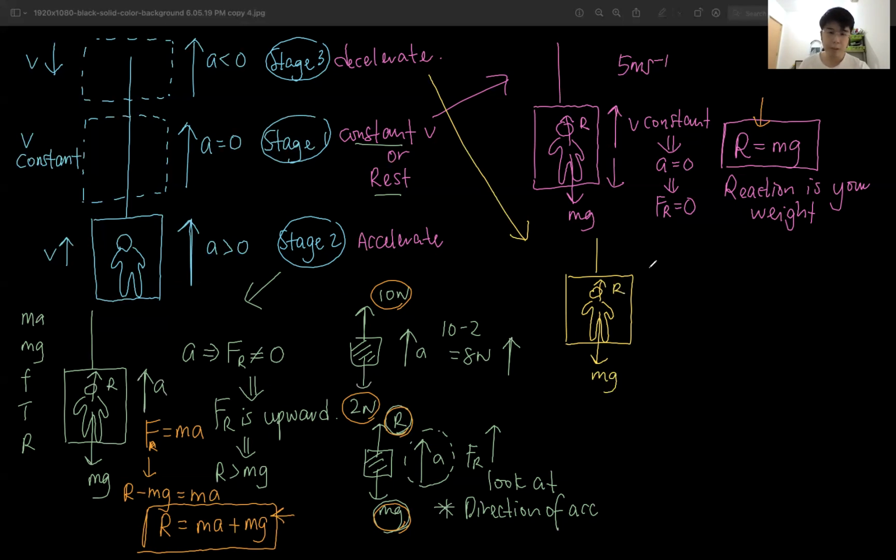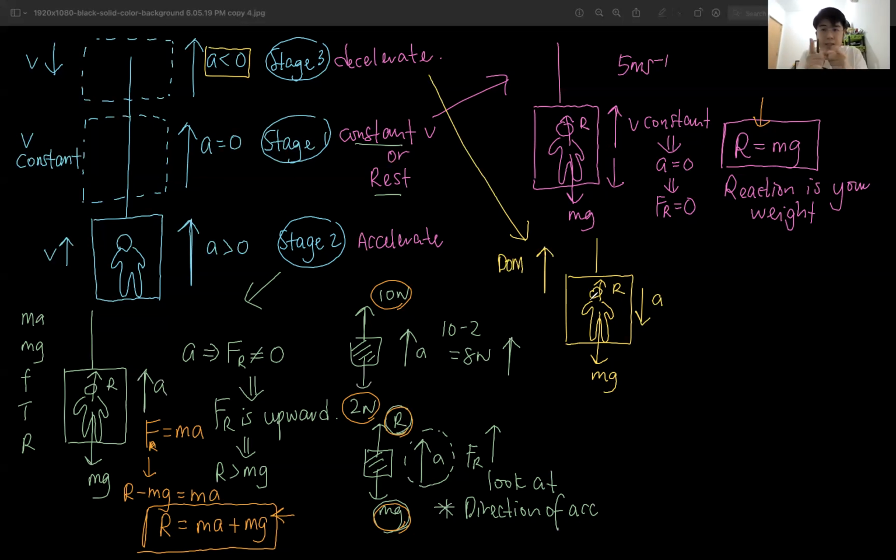OK, your direction of motion is upward. Which direction is your acceleration? Acceleration is negative, right? Acceleration negative means your acceleration is downward. Be careful with the direction. So if your direction of motion is up and your acceleration is downward, what does it mean? That means you are decelerating.